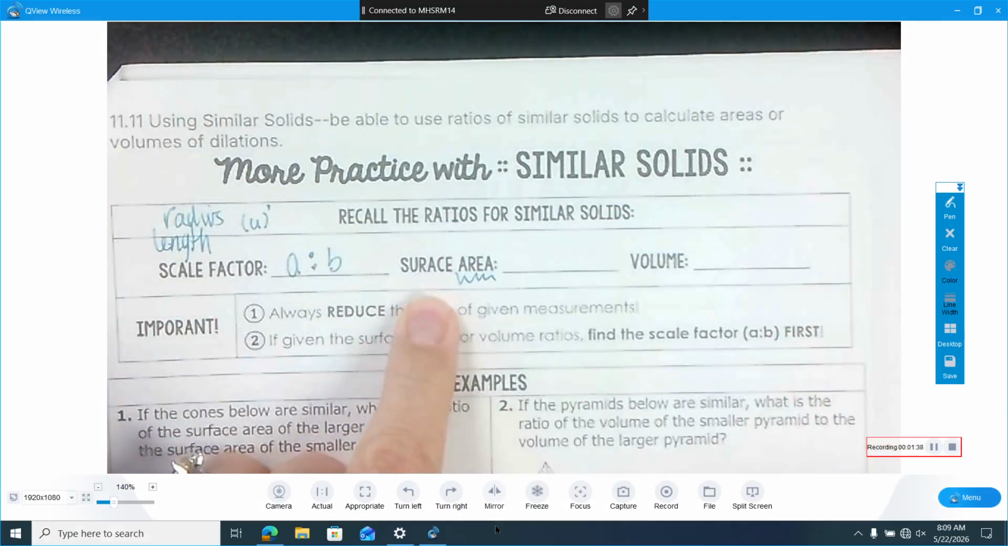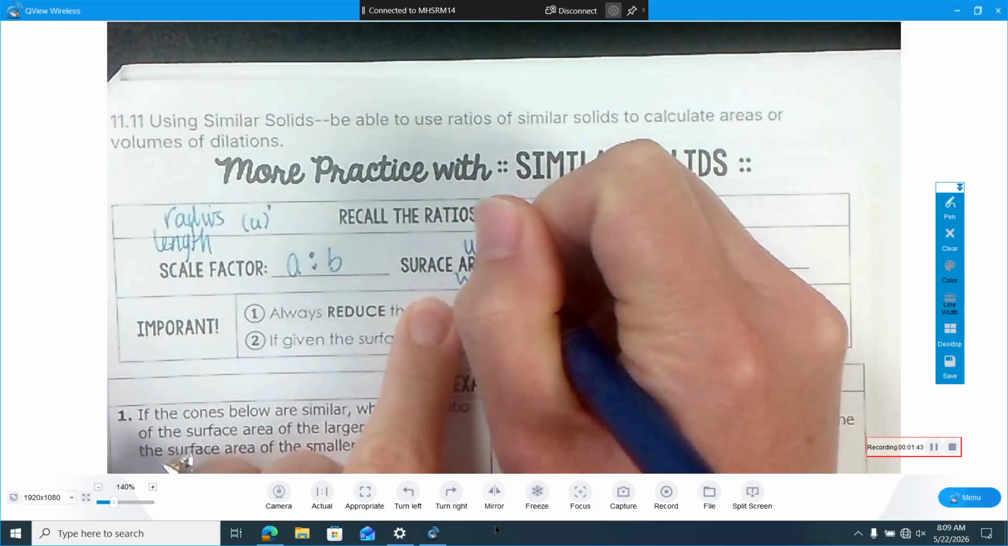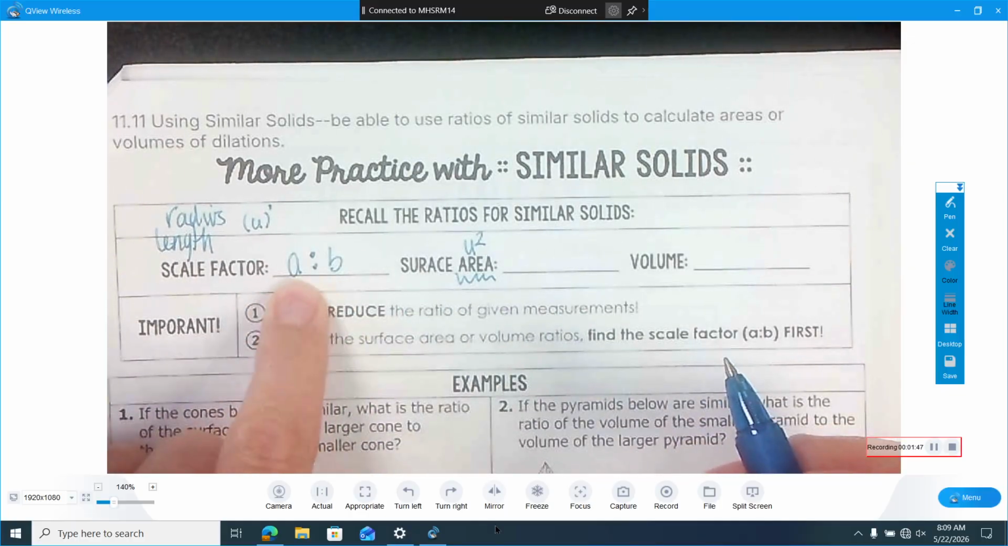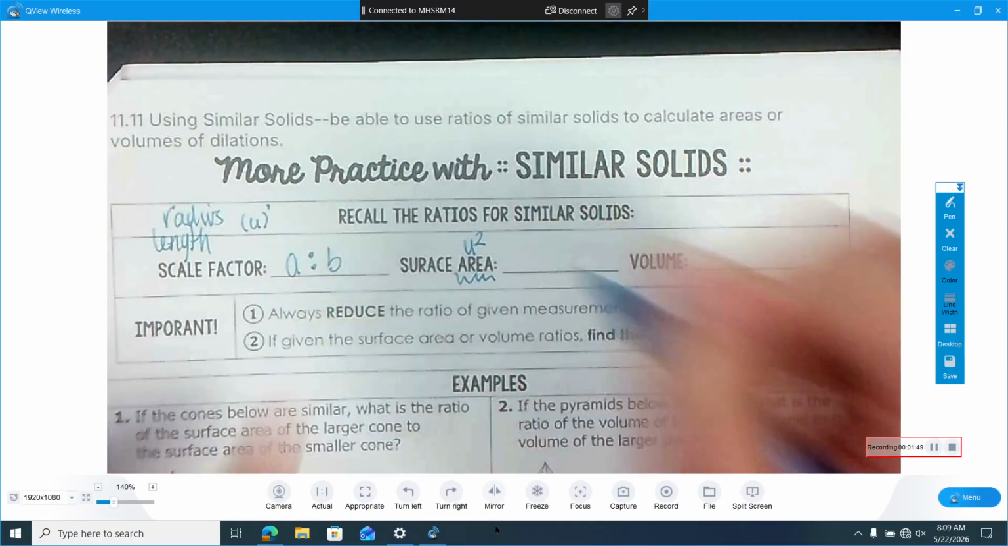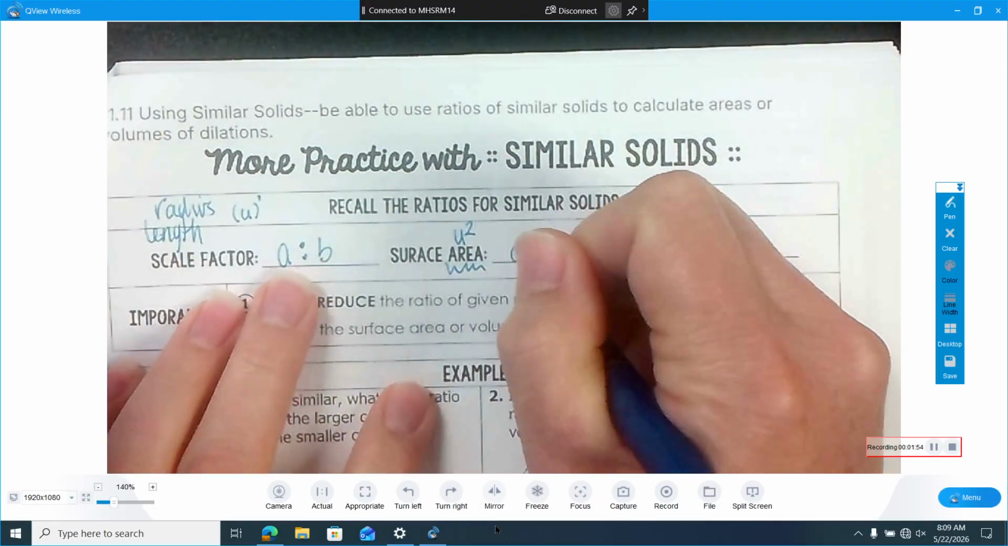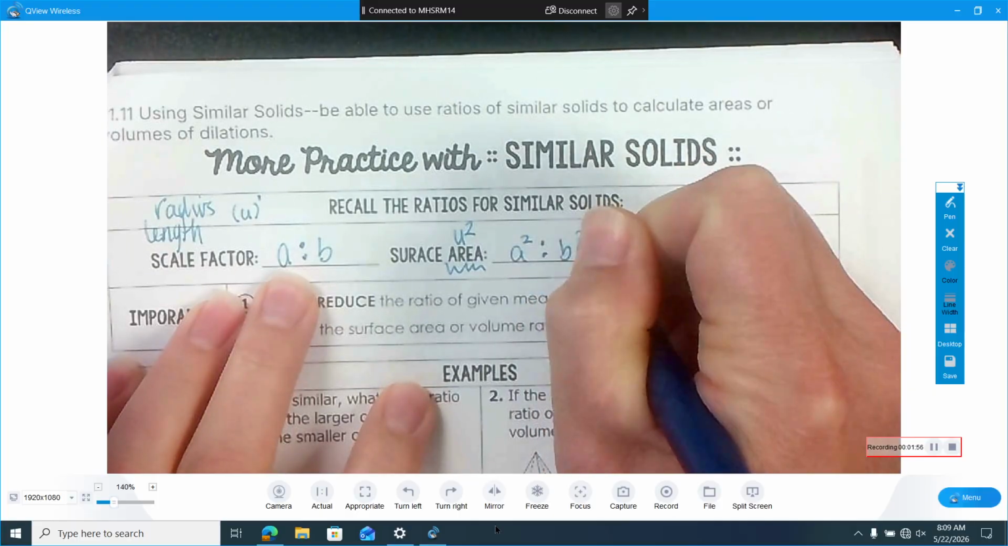And if we want to figure out surface areas, what do we have to do? Since that's area, what do we have to do to their scales? Square them as well. Area was always units squared. And so we have to do the same thing to their scale factors as well. So we have to do A squared to B squared.